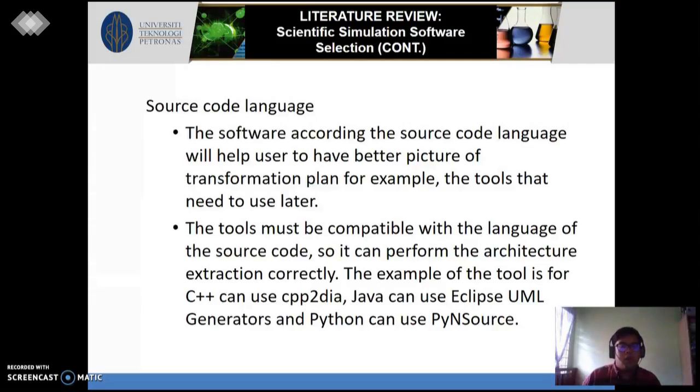This is important because the tool must be compatible with the language of the source code. So identifying the source code language will help this research run smoothly, so you can perform the architecture extraction correctly. For example, if the tool is for C++, you can use CPP there. For Java, you can use Eclipse UML and Eclipse UML generator, and for Python, you can use py and source.